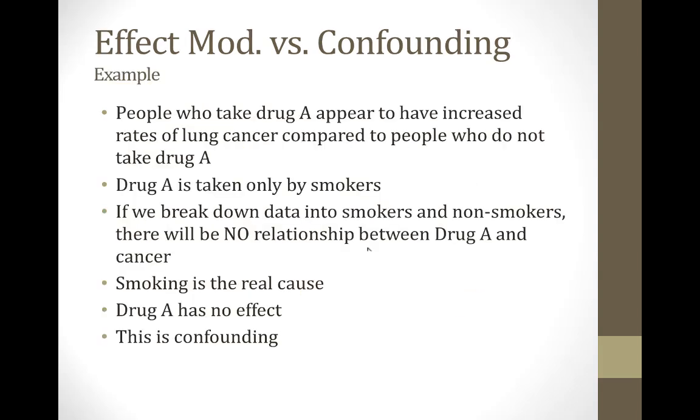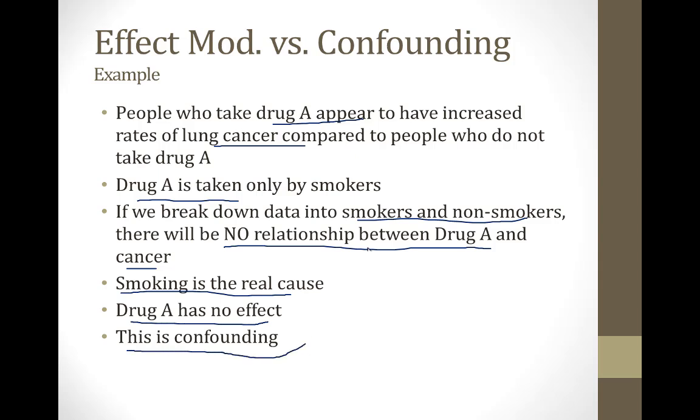So suppose people who take drug A appear to have increased rates of lung cancer compared to people who do not. But drug A is taken only by smokers. So if we break down the data by a stratified analysis into smokers and non-smokers, there will be no relationship between drug A and cancer. Smoking is the real cause of cancer. Drug A has no effect, and this is confounding, which is a type of bias.